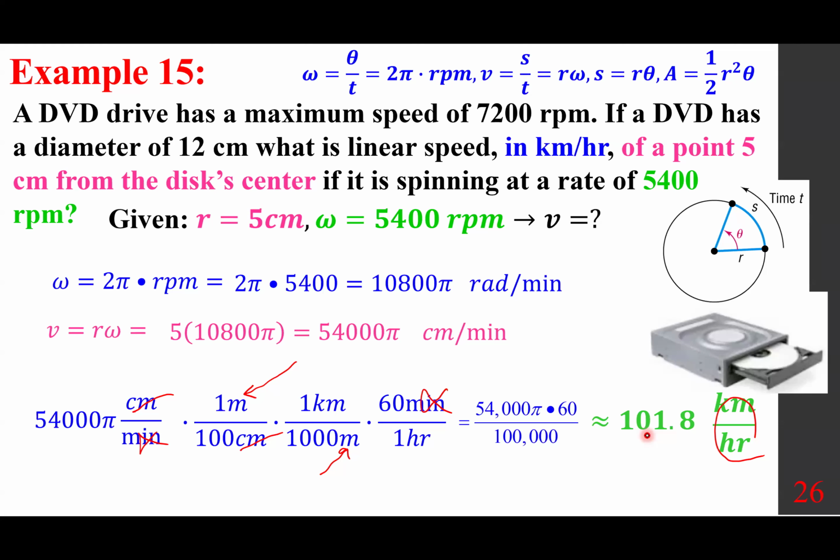By the way, roughly 1 mile is 1.61 kilometers, just to give you an idea. So if you divide this by 1.61, it roughly gives you miles per hour.